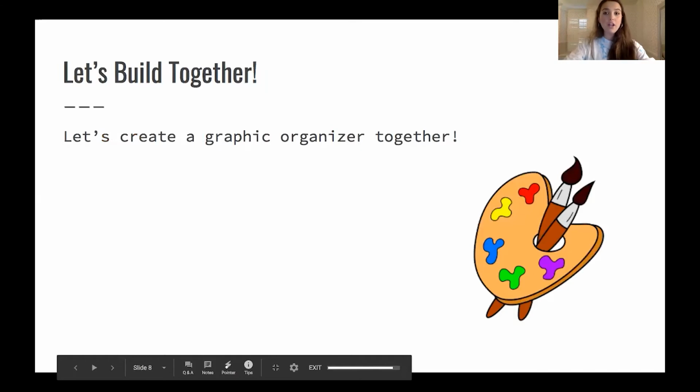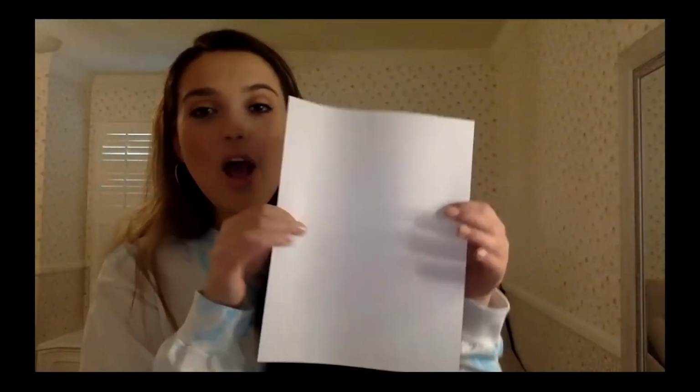All right, so I'm going to go ahead and stop sharing my screen with you guys and hopefully you can just see me. And what we are going to do now is we are actually going to create a graphic organizer together. So if you want to go ahead and get your piece of paper, all right, we are going to fold it the long way, okay? Fold it the long way. Once you have it all folded, you can hold it up in the air. Awesome. Hopefully you guys have that all folded up and are ready to go.